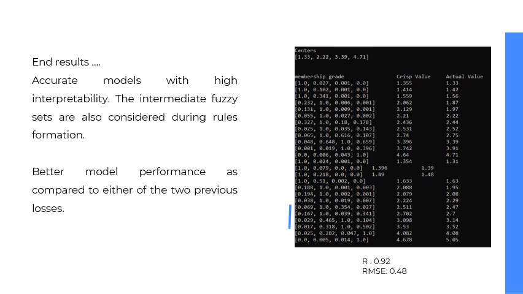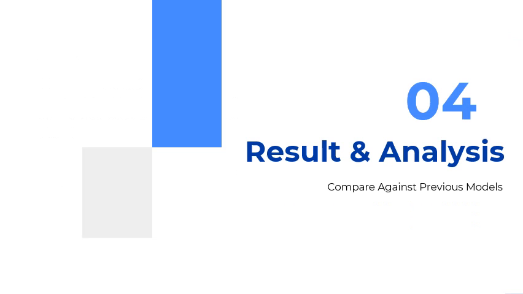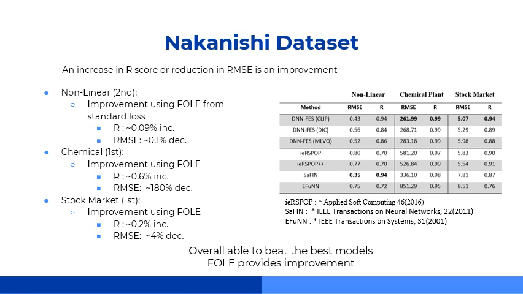The end result of using FOLE is better performing models with interpretable rules. If you look at the rules next to the blue ribbon now, you may notice that the rules are admissible and the center of the fuzzy set that is nearest to the output value is triggered. Let's look at the benchmarking tests. The first benchmarking test is performed on the Nakanishi dataset, which consists of 3 subsets. For more information regarding the dataset, please refer to the thesis paper. Looking at the table on the right, you can notice that for the first dataset, DNN FES comes second after SAFIN.